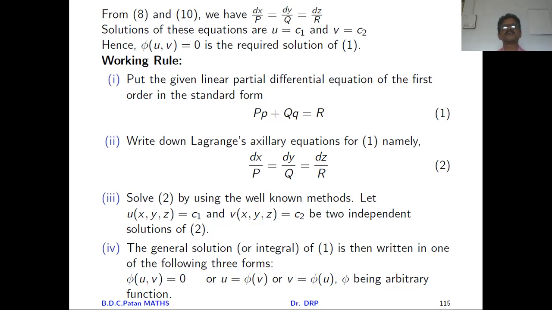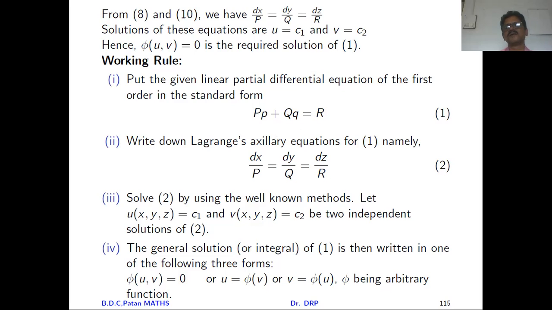So if the equation is in the form Pp plus Qq equal to R, its solution is phi of u equal to 0, or u equal to phi of v, or v equal to phi of u. And we know how to find u and v. This u equal to c1 and v equal to c2 are nothing but the solutions of this equation. So the method of solving simultaneous differential equations and the method of solving Lagrange's linear equation is the same.